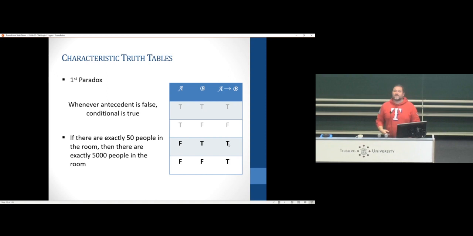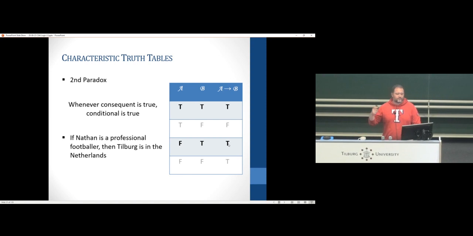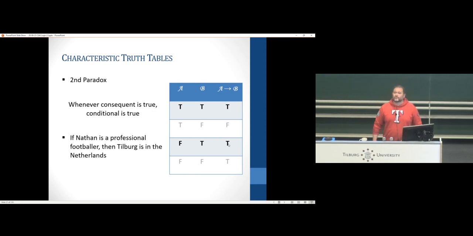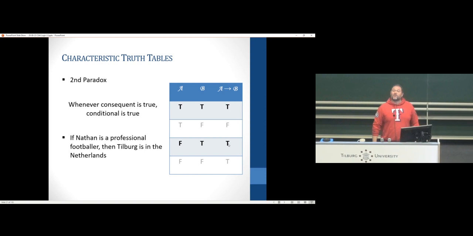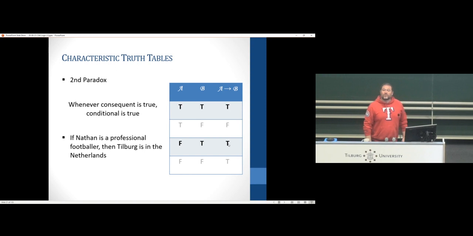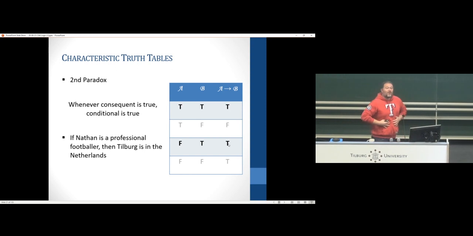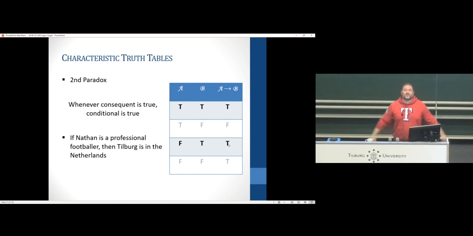So, whenever the antecedent's false, a conditional just turns out to be true. That's one thing that's weird. The other thing that's weird is that if the consequent is true, regardless of what the antecedent says, the conditional is true. Right? So here's another true conditional. If Nathan is a professional footballer, then Tilburg is in the Netherlands. This is a truth functionally true conditional. Obviously, I am not a professional footballer, right? But Tilburg is in fact in the Netherlands, so this conditional is true.